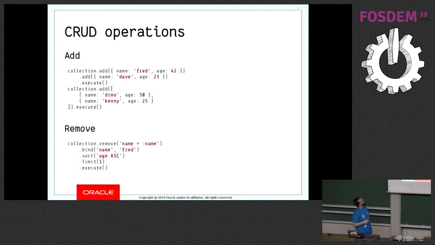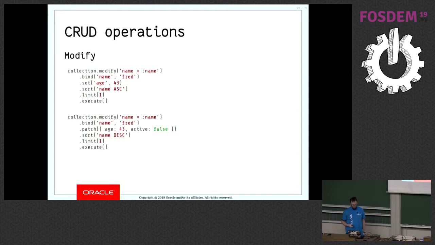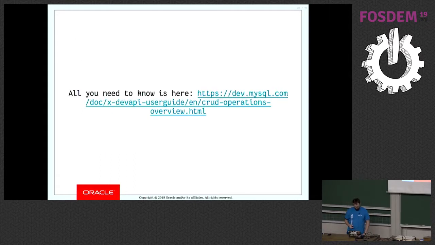So these are the different types of CRUD operation. So we have the add, remove, and this is the syntax, right? Modify, it's cool because you can say, okay, I want to modify the name, and I put the name, I will bind with the new value. Or you can also use the patch function, and you can patch your JSON document like that. So all you need to know is here on the user guide with all the CRUD operations.